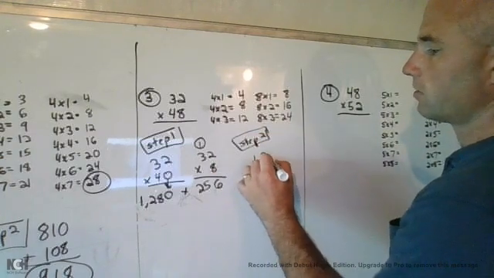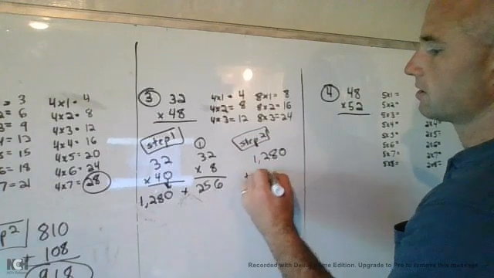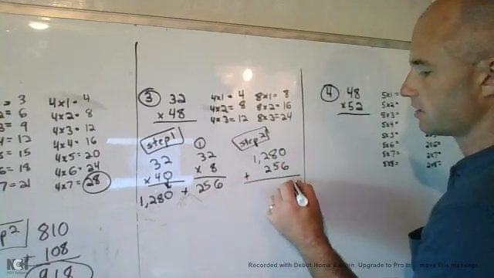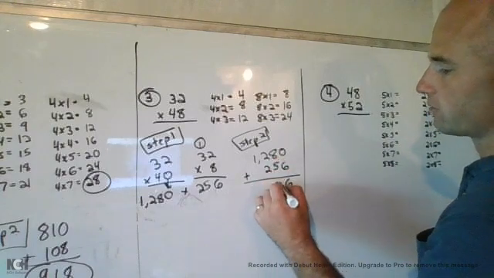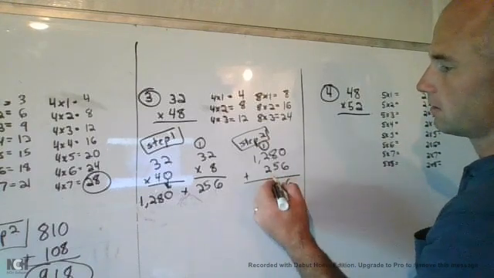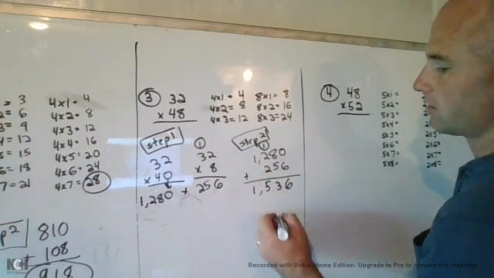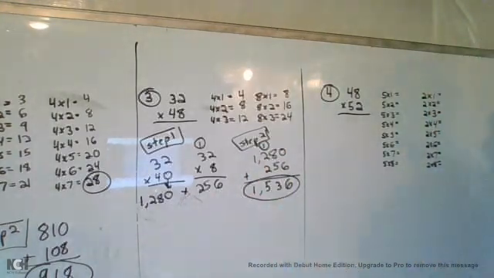So 1,280 plus 256. 0 plus 6 equals 6. 8 plus 5 equals 13. Carry the 1. 1 plus 2 equals 3. And then you have 1 in the thousands, giving you the solution of 1,536.